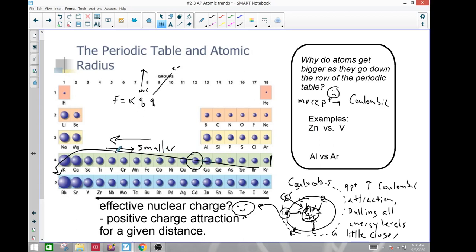Zinc and vanadium. In this case, zinc is smaller than vanadium, okay? Not a ton, right? Not a ton. And aluminum's here. And argon is located here. So argon is smaller than aluminum. Now, there are going to be some exceptions here. It's a trend. If it was a rule, they would say, yeah, it's the atomic radius law, but it's not.